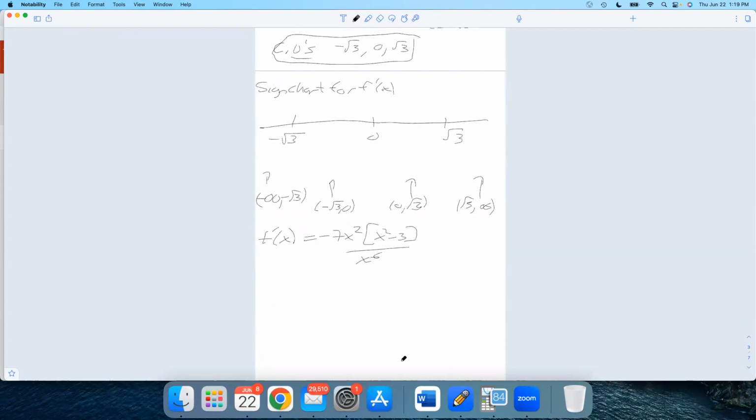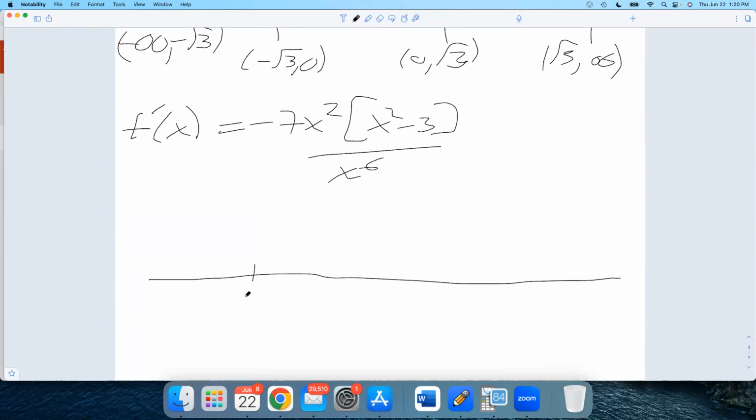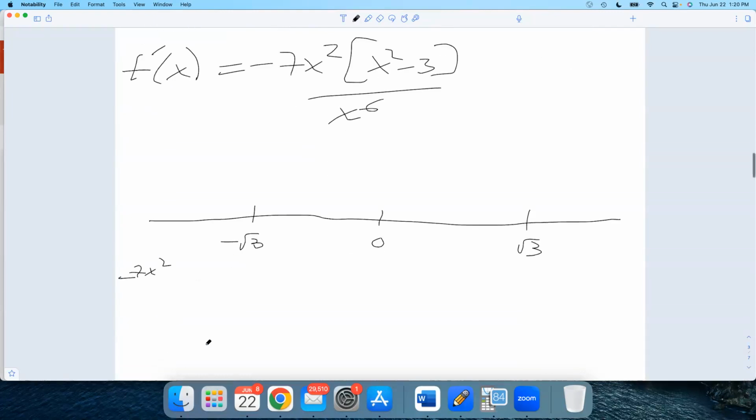Now, this is so much easier when you're doing sign charts to use all of your factors. So I'm going to rewrite my number line here, and I'm going to list out all my factors along the side. So this is a factor right there, negative 7x squared. This is a factor, x squared minus 3. And that's a factor, x to the 6th.